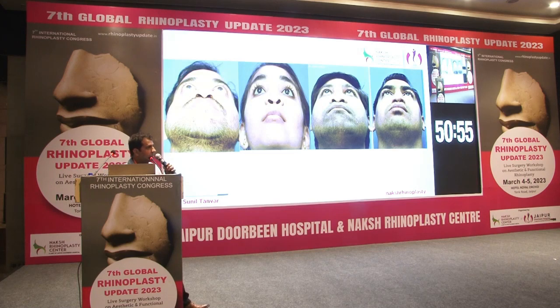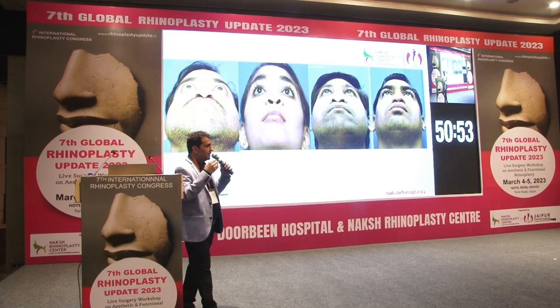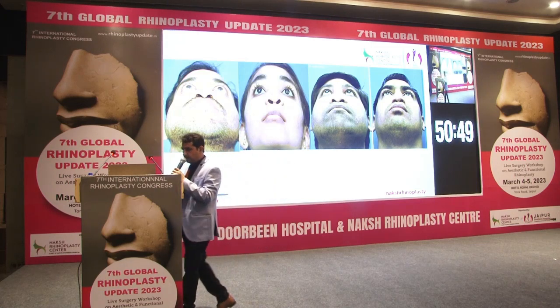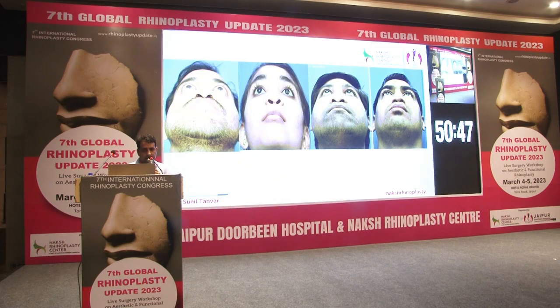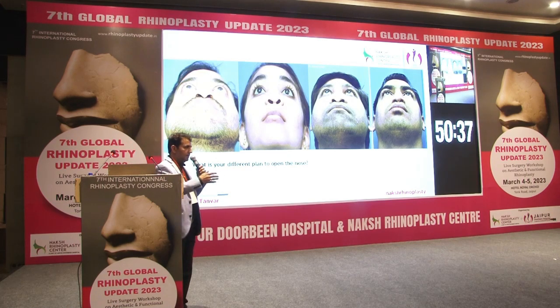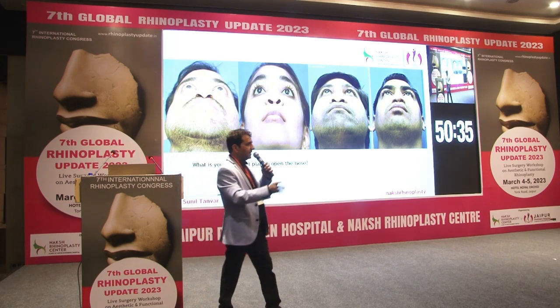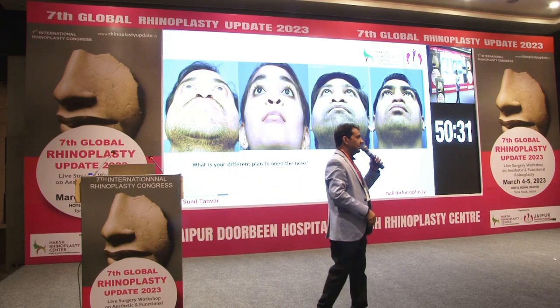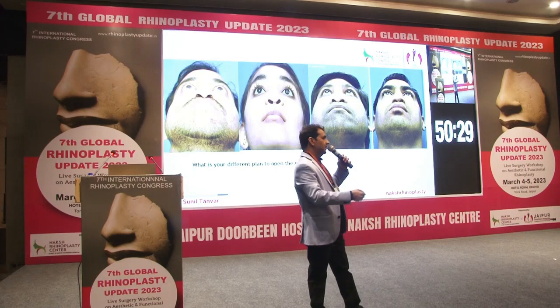So this is also a common situation in the Indian scenario, again after thick skin, like the wonderful lectures by Dr. Gambhir. So Dr. Gambhir, what is the basic approach, particularly, what is the different plan from the usual rhinoplasty, and what is the different plan for such a patient at the opening of the nose?